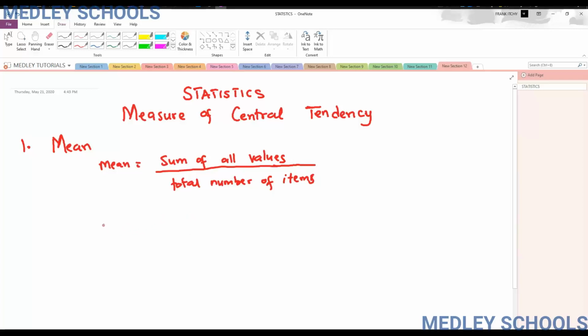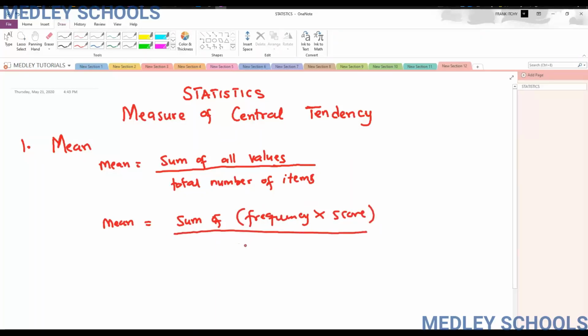Now, if we are given a frequency table, the mean will be the sum of frequency times score over the sum of frequency. This is to tell us that on a frequency table we normally have score and frequency. So that means we create another column which will be the multiplication of frequency and score. Then we add it together. The sum of that will then be divided by the sum of the frequencies we have, and that will give us the mean.